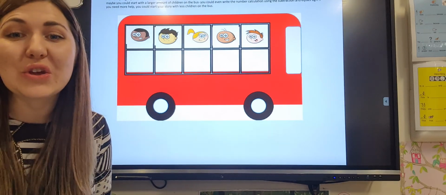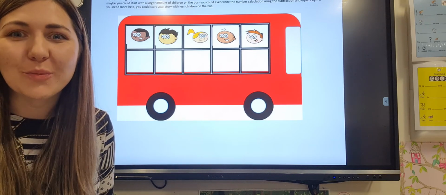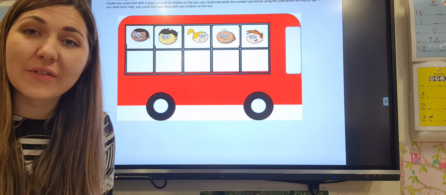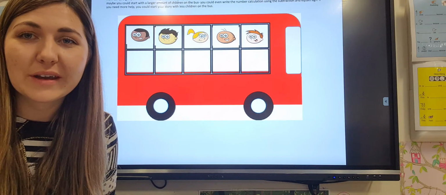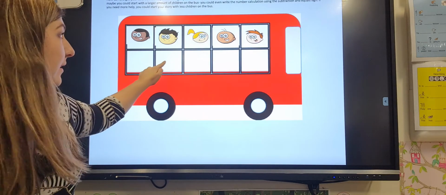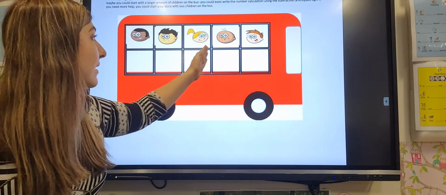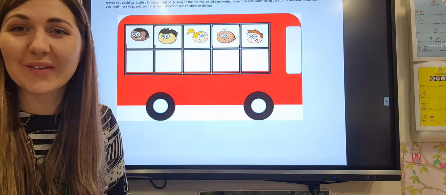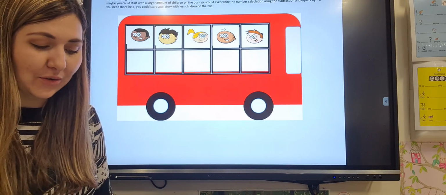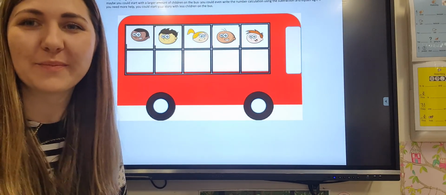Now I would like you to have a go at making up your very own subtraction problem. If you need more help, you could start the story with less children on your bus. If you would like a challenge, maybe you could begin your story with 6 or 7 children on your bus. Maybe even 10 children on your bus. I can't wait to hear about your stories. Remember to use your tens frame to help you work out your subtraction problem.